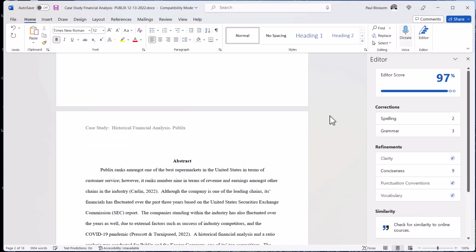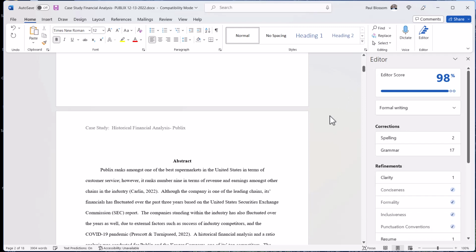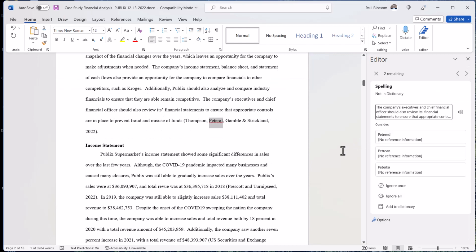Now, as the editor gets opened up here, it gives us an indication of how good the document is. In this case, it says 95%, but there are a couple things that we might want to pay attention to. First, of course, is we also want to make sure our spelling is correct. And so we're going to click on that for spelling.